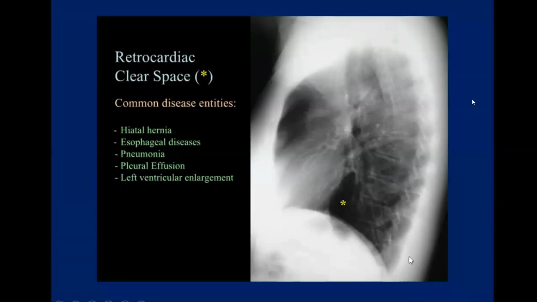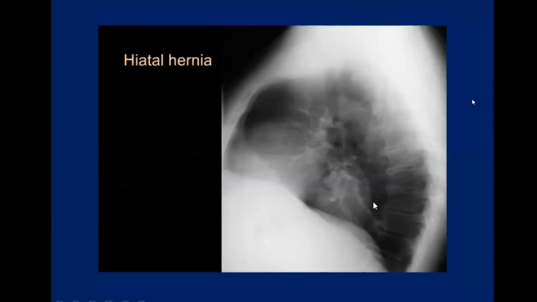The retrocardiac clear space, as I mentioned, is the third space you have to assess on your lateral radiograph. So common diseases here include hiatus hernia, esophageal diseases, pneumonia, as I showed you in the previous example, pleural effusions, or if there's enlargement of the left ventricle, the left ventricle will enlarge posteriorly. So this is an example of hiatus hernia where you see a big mass here with air surrounded by air. So this was a simple example of obliteration of the retrocardiac space or the posterior clear space.